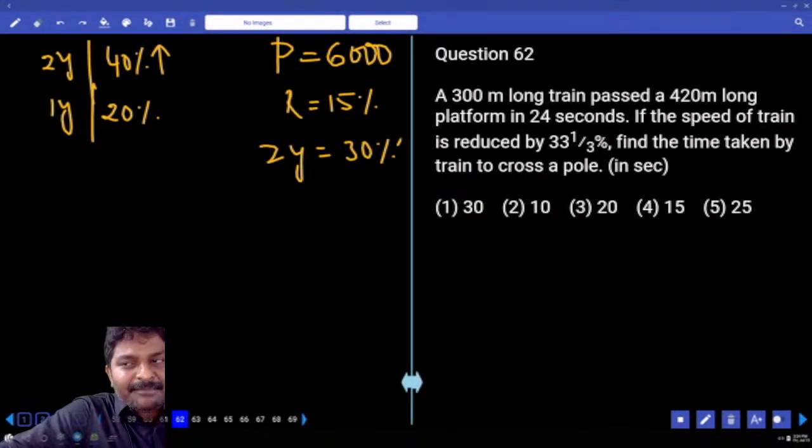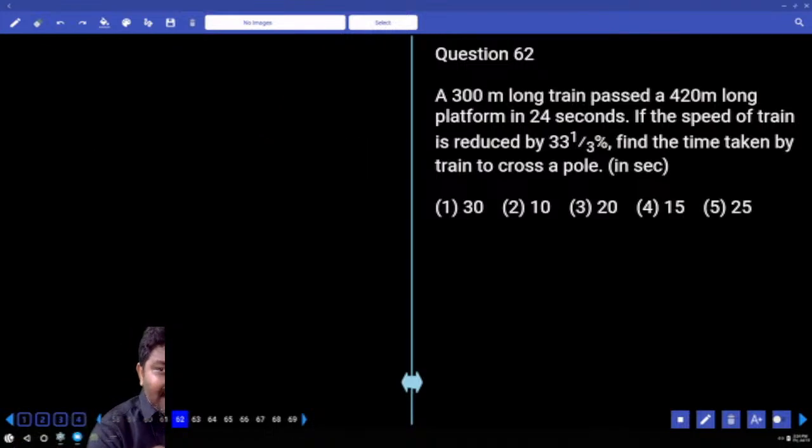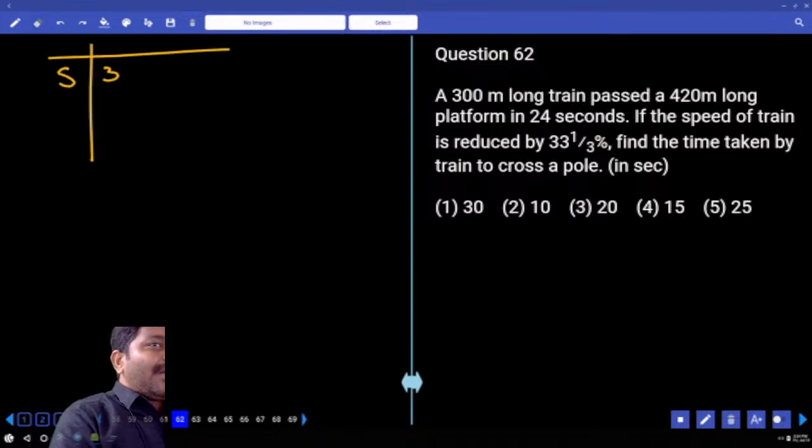A 300 meters long train passes a 420 meters long platform in 24 seconds. The speed of the train is reduced by 33 1/3%. Can you tell me the fraction? Denominator. If the original speed is 3, now it becomes, it reduced by 1/3. Reduced by 1/3 in the sense it becomes 2/3.